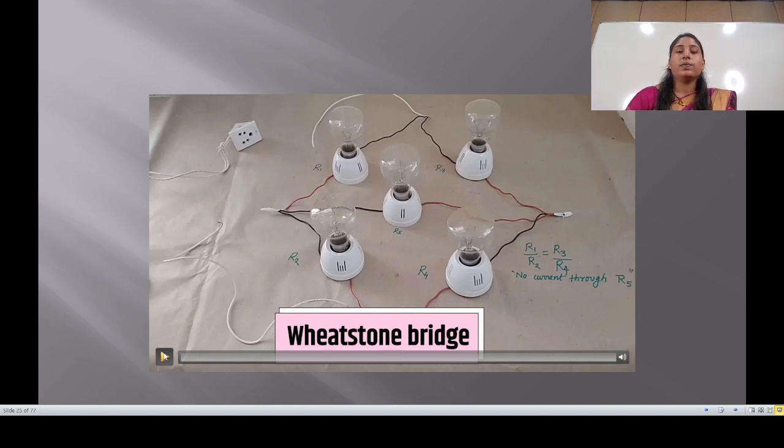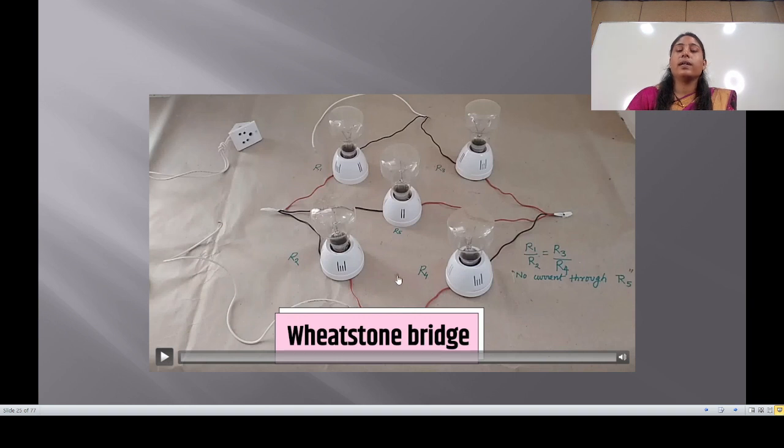Okay, this is the Wheatstone bridge experimental arrangement. Here four bulbs are connected in place of the resistors. The bulbs act as resistors: R1, R2, R3 and R4.